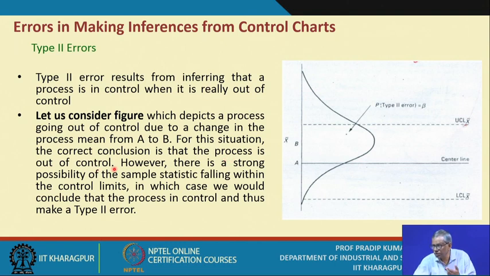Obviously, you have not changed your control chart with respect to B. There is a strong possibility of the sample statistics falling within the control limits. That means this is the area, and the majority of the points will still fall in this particular zone. So we would conclude that the process is in control and thus make a type 2 error. So there is a high probability.